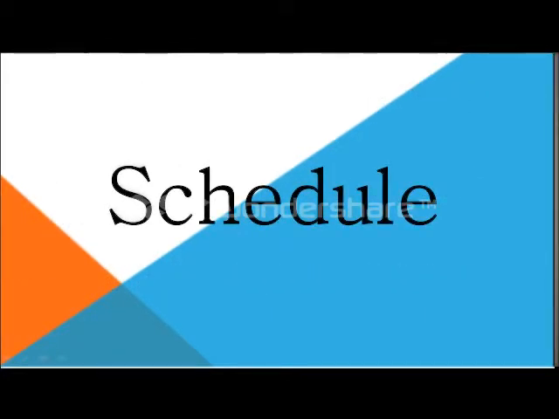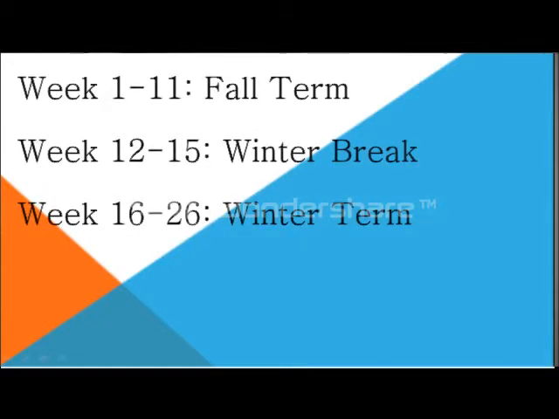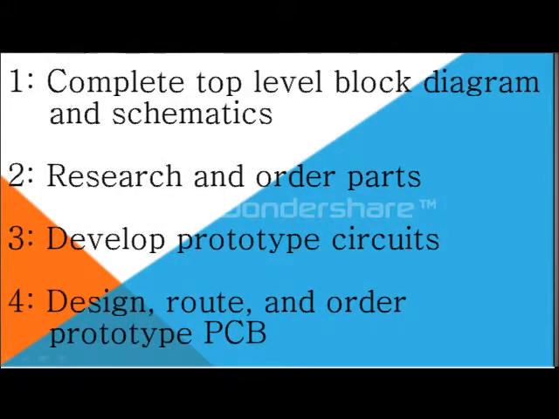This schedule represents the plan of action for constructing this unmanned aerial vehicle over a 26-week period. Weeks 1 through 11 represent fall term, weeks 12 through 15 represent winter break, and weeks 16 through 26 represent winter term. Currently, we are at the end of week 7. In week 1, we came up with our top-level block diagrams and prototype schematics. Week 2, we researched which parts we needed and ordered them.